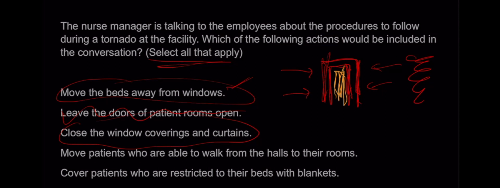Move the patients who are able to walk from the halls to the rooms. So you want to move them from the halls, which is the safety place right here, and move them to their rooms? Probably not. Cover patients who are restricted to their beds with blankets. Yeah. Do anything you can to cover the patients that are restricted. If you can't move them and they're stuck, then we got to do the best we can to protect them where they are. So those are the three options. Move them away from the windows. Check.